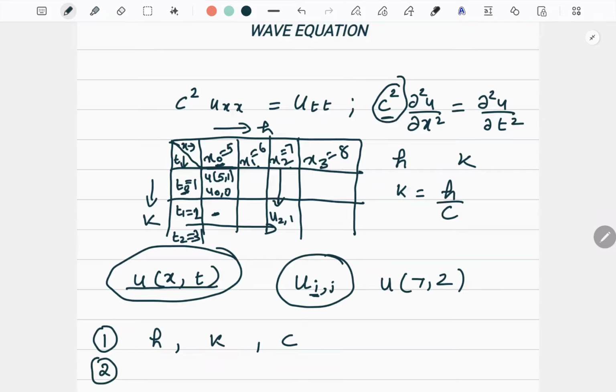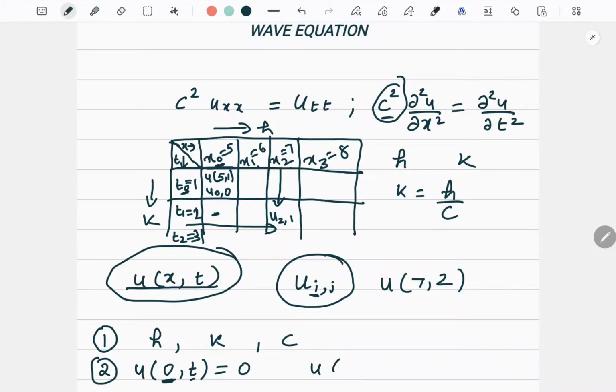Second thing, in all the questions, they will give you certain information. For example, if I am writing u(0, t) is equal to 0, what does it mean? This means when x is 0, and remember it is not a position, it is a value, when x is 0 and t is changing, that time the value of u is 0.